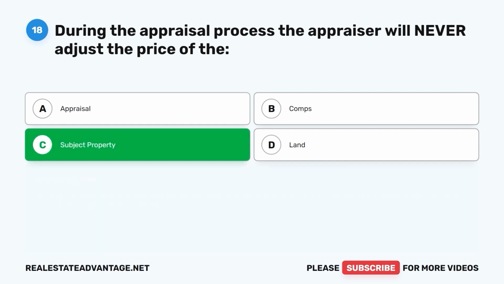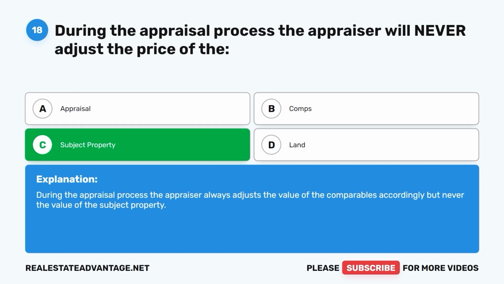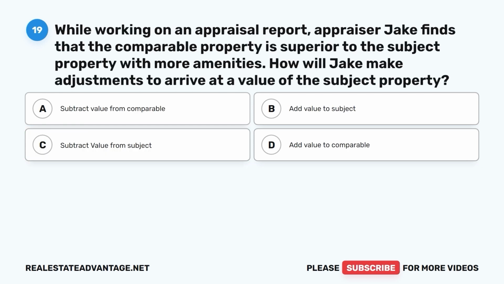Subject property. During the appraisal process, the appraiser always adjusts the value of the comparables accordingly, but never the value of the subject property. Question 19. While working on an appraisal report, appraiser Jake finds that the comparable property is superior to the subject property with more amenities. How will Jake make adjustments to arrive at a value of the subject property?